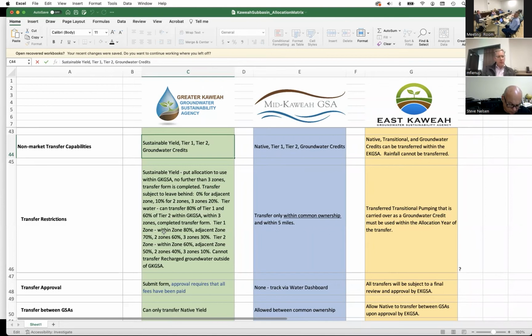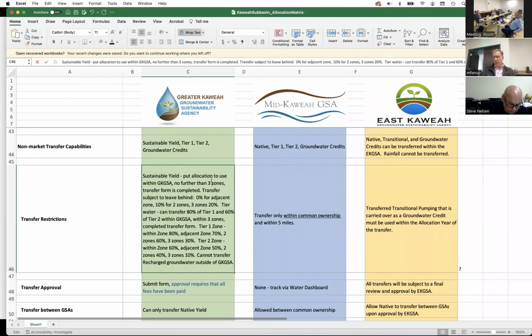Right. So though you may transfer those things in Greater Kaweah, there are some transfer restrictions. First, and again, this one we'll have to think about quite a bit in the context of the water market, is that they have a directional restriction that sustainable yield or native can be transferred no further than 3 analysis zones. There is a leave-behind. So when you transfer, there's an exchange rate depending on how far you transfer it. If it's within your zone, there's no transfer loss. If you go over 2 zones, there's a 10% loss, 3 zones, 20% loss. So that's for the sustainable or native yield.